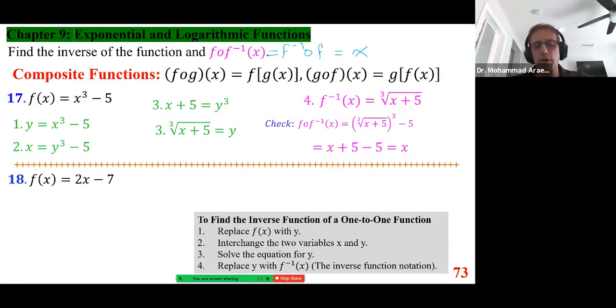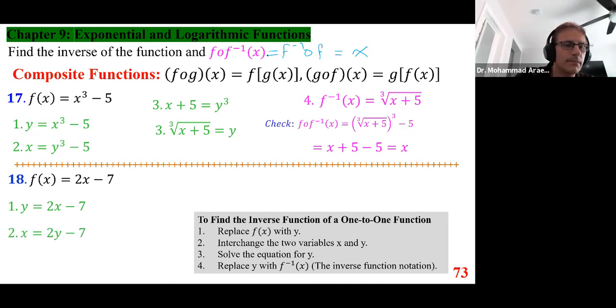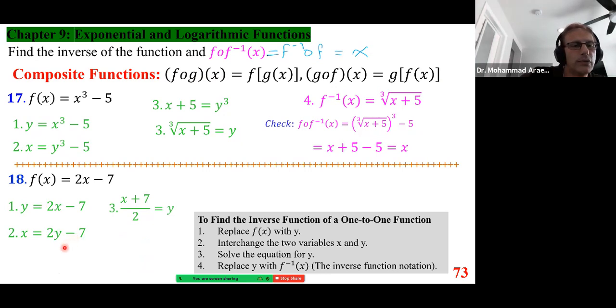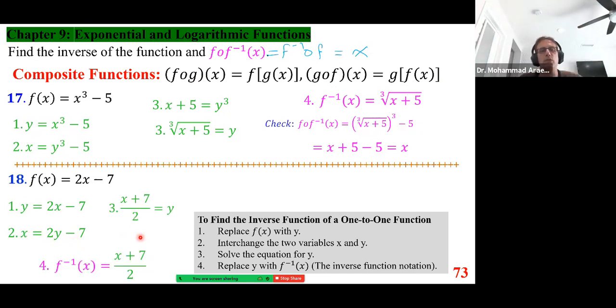f of x is 2x minus 7. Let's change it to y. Interchange x and y. We're going to solve for y. And by solving, we move the -7 to this side, becomes +7, x plus 7 divided by 2. That is why we change the name to f inverse, and we are done.